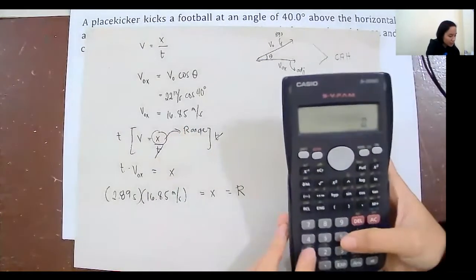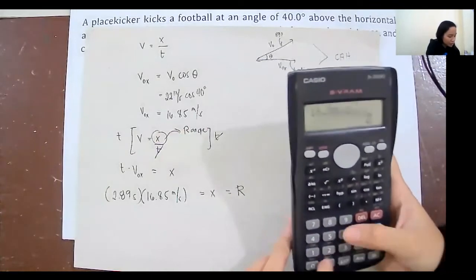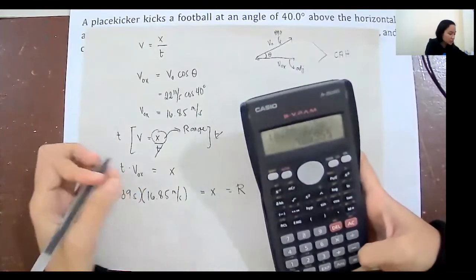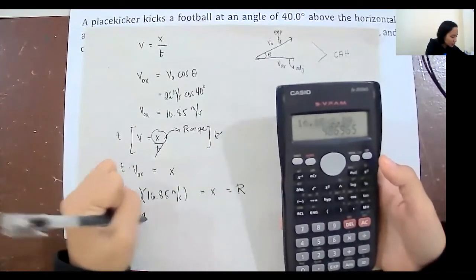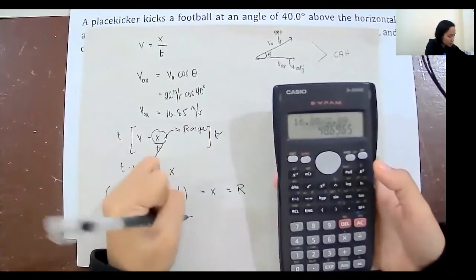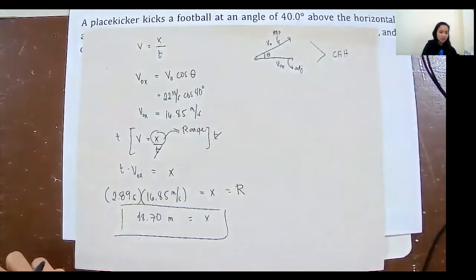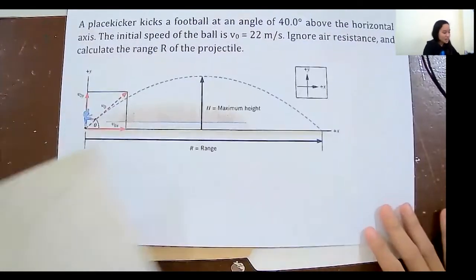So we have 16.85 times 2.89, and you will get 48.7. So this is 48.7 meters. This is now your range, or your x. So in getting the range, you have to look for the time first, and then multiply it with your initial velocity with respect to x. Okay, so that's all for the examples for projectile motion.